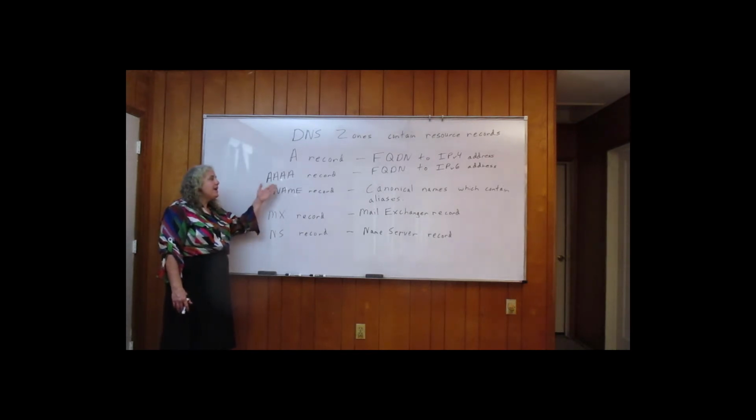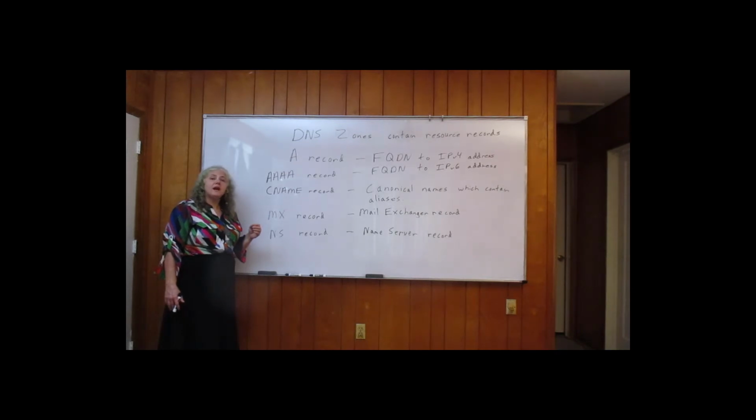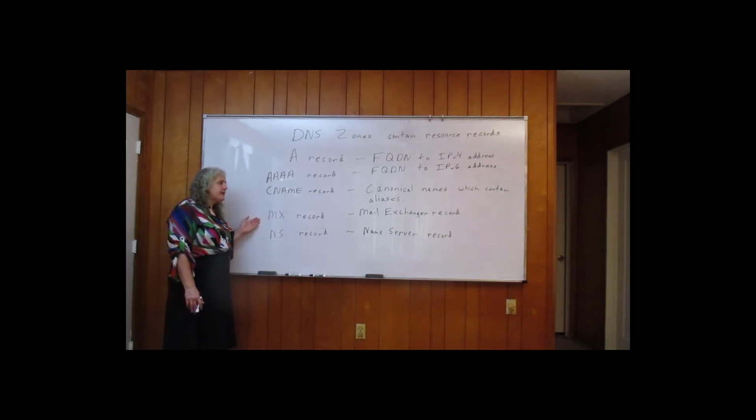There are AAAA records. Those have mappings for fully qualified domain names to IP version 6 addresses. There are CNAME records. These are canonical names, which are aliases. For instance, www.learningiot.net would be mapped over to webserver1.learningiot.net. There are MX records, mail exchanger records. These are for email servers, such as mail.learningiot.net.